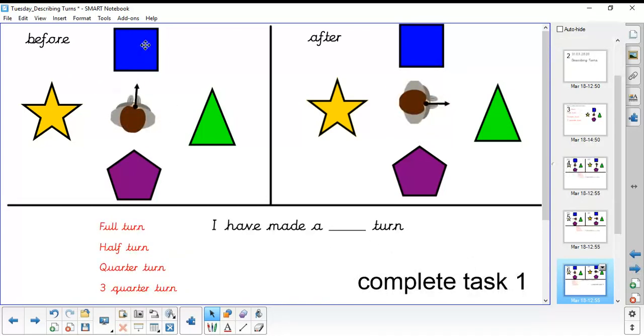Next, the man has been looking at the blue square. He's now looking at the green triangle. What turn do you think he's made? The man has made a quarter turn. And now I want you to have a go at completing task 1.